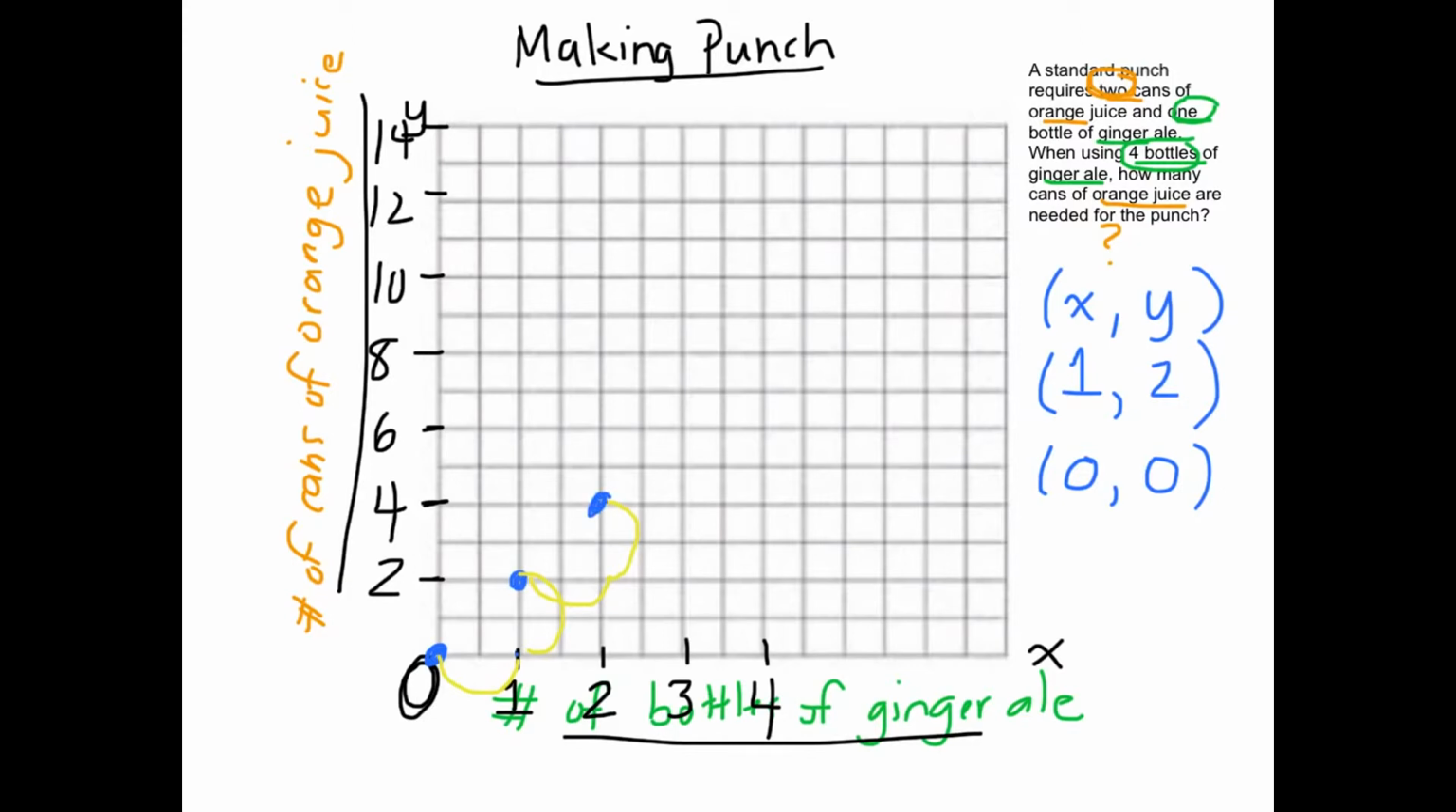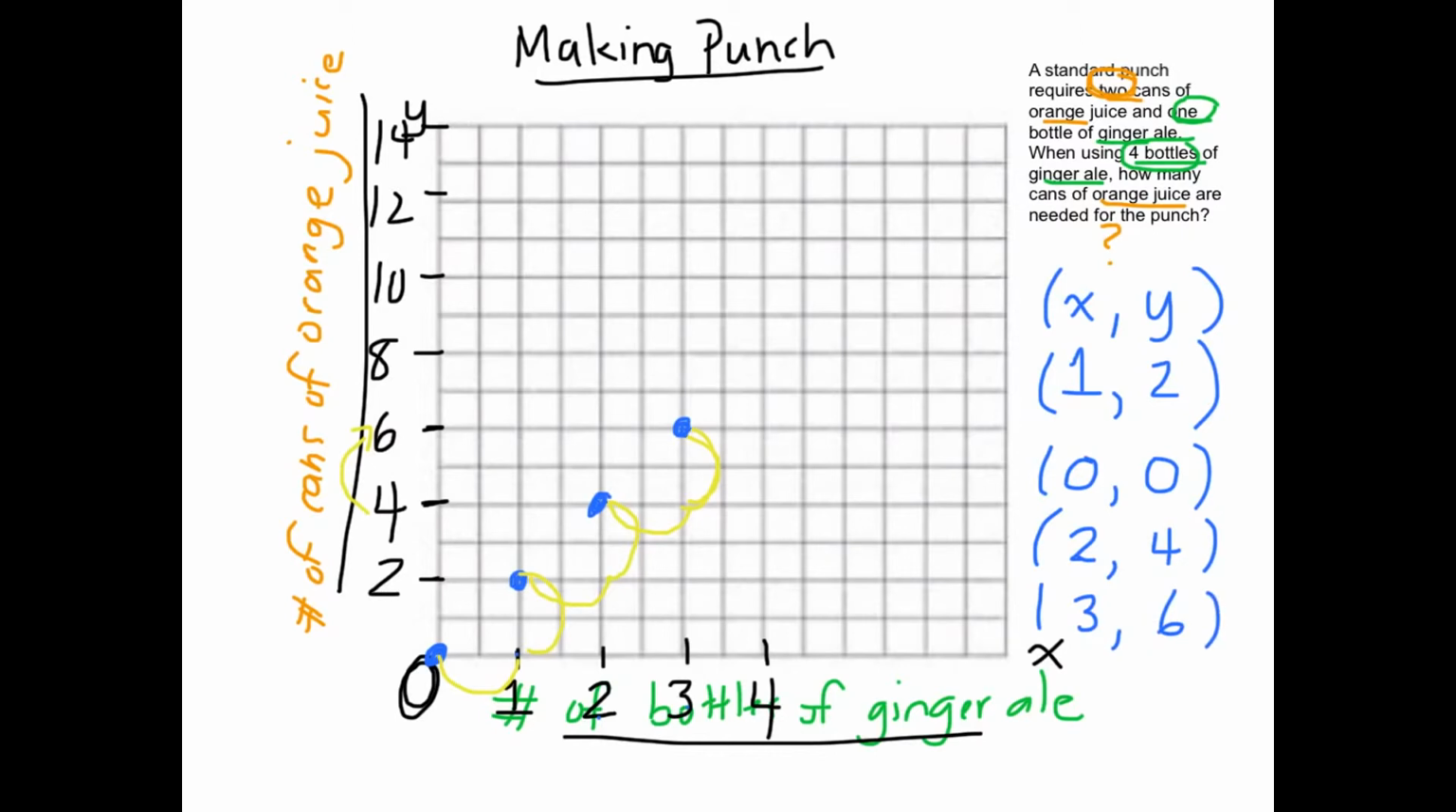So let's write down the second coordinate that we just plotted. 2, 4. Let's keep going to extend our graph. If we add another bottle of ginger ale, we're going to add another 2 cans of orange juice. And remember, looking at our scale on our y-axis, when I jump 2 spots, it shows an increase of 2. So let's plot the fourth point. Here we have a coordinate of 3, 6.